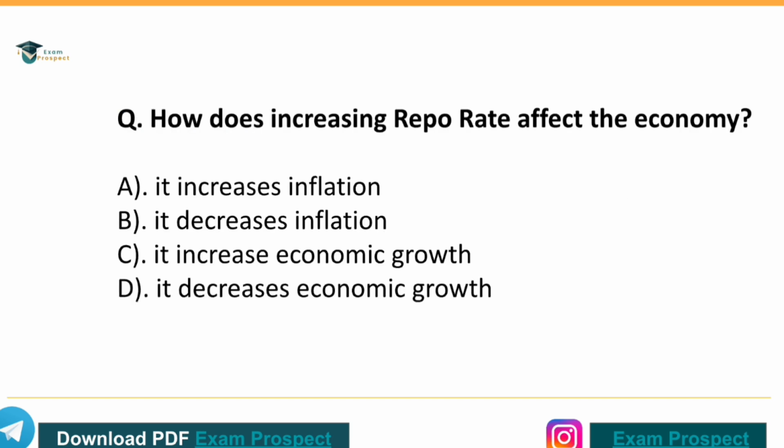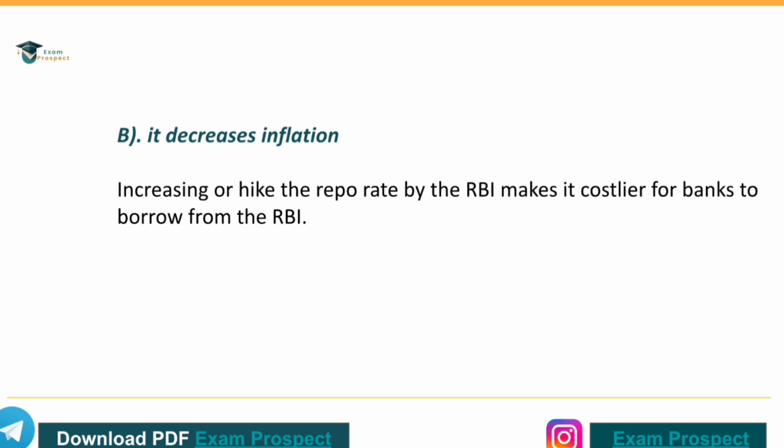Next question. How does increasing repo rate affect the economy? Correct answer is option B. It decreases inflation. Here, increasing or hiking the repo rate by the RBI makes it costlier for banks to borrow from the RBI, and this discourages lending and reduces money supply in the economy, which helps control inflation.